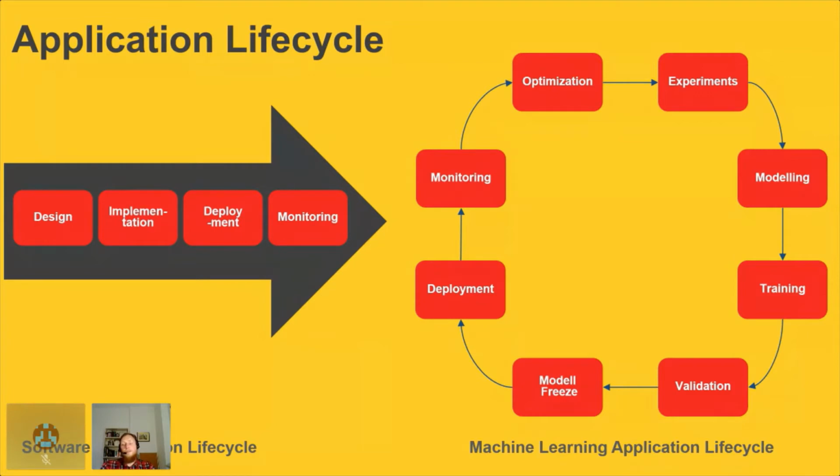These experiments lead most likely to models which then need to be trained. You have a phase where you validate your models on some unseen data, and then you begin with the model freeze, meaning that the training is stopped, the validation is stopped, the model is frozen in time, meaning that there is no change to the model. I know this is pretty generic. There are some exceptions to this, but just assume that most models are frozen. Then we have a phase of deployment, also monitoring, and then we begin anew.